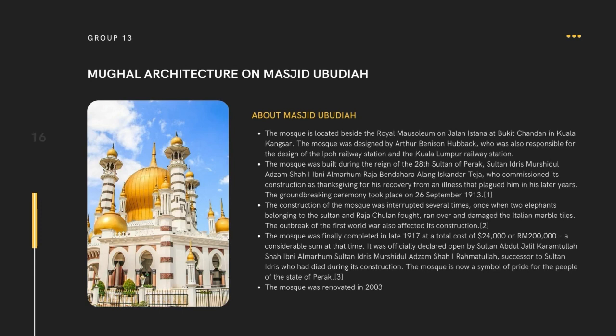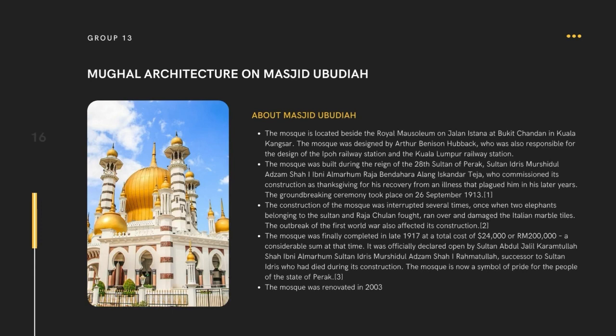The mosque was built during the reign of the 28th Sultan of Perak, Sultan Idris Murshidul Azam Shah I ibni Almarhum Raja Bendahara Alang Iskandar Teja, who commissioned its construction as thanksgiving for his recovery from an illness that plagued him in his later years. The groundbreaking ceremony took place on 26 September 1913.